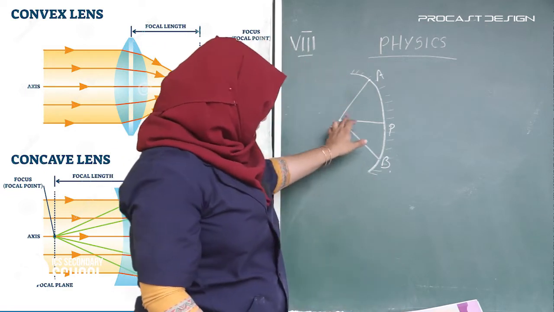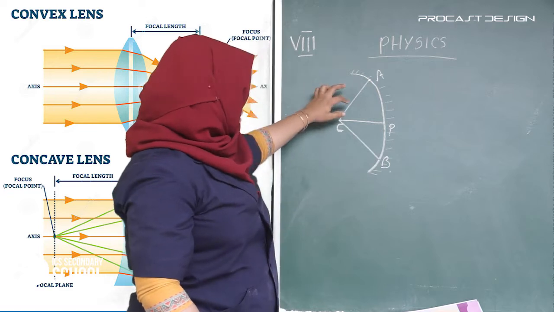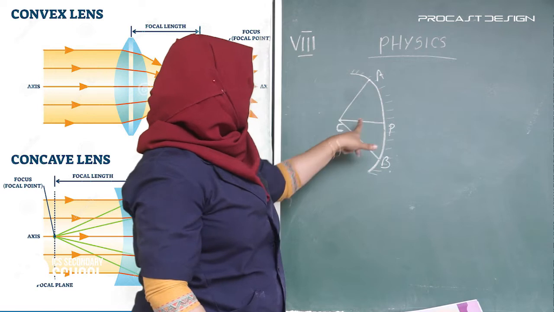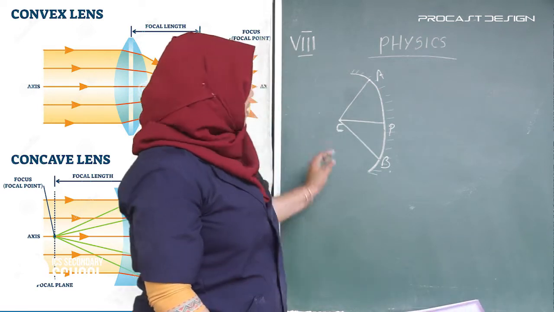Any line drawn from the center of curvature to the mirror is normal to the mirror. CP, CA, CB are normal to the mirror.